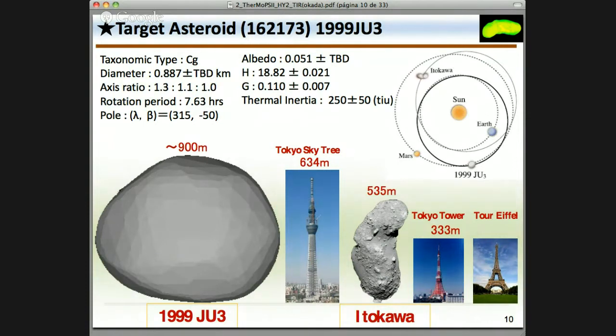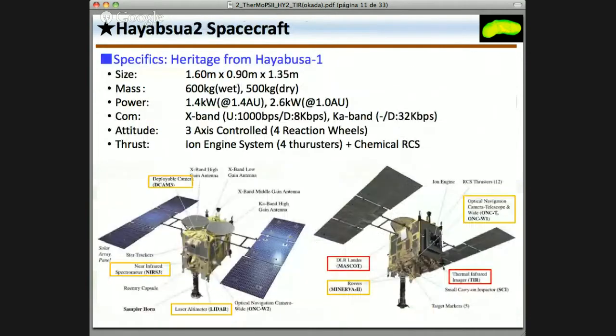The Hayabusa 2 spacecraft is basically the same as the Hayabusa 1 design, and it has some instruments for remote observation. One of them is the thermal infrared imager to measure the surface temperature map, or thermal emission mapping. Another important thermal experiment is the MASCOT lander. It has a radiometer on the surface. This is a European contribution. This is the size of the Hayabusa 2 spacecraft. It is rather small.